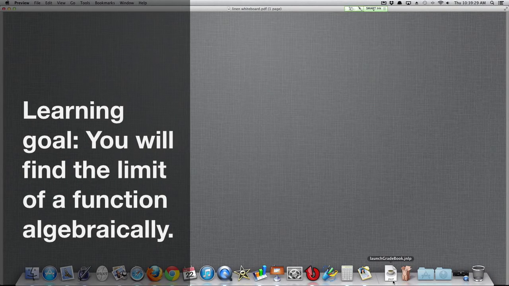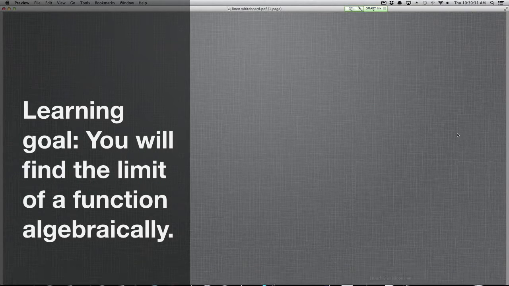Alright, so far we've looked at finding limits by two methods. What are those two methods? Graphically, numerically. We've done graphically and numerically. Okay, today we're looking at finding limits algebraically.